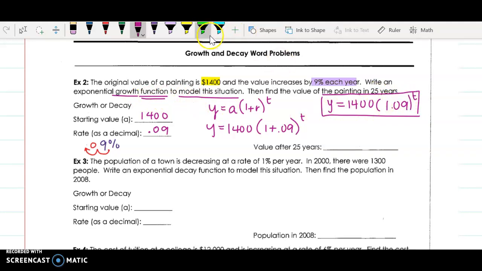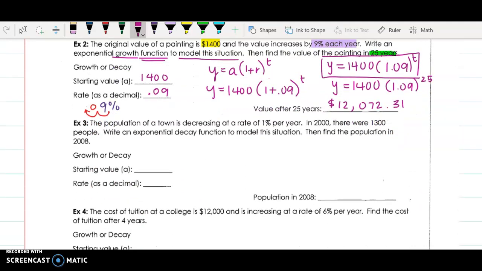Then we will evaluate this for the given amount of time, which is 25 years, and that'll give us the current value after 25 years. So y equals 1400 times 1.09 to the 25, and you can just substitute these values into your calculator to get the resulting value, which is $12,072.31.